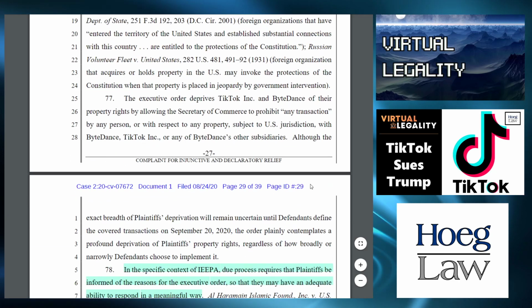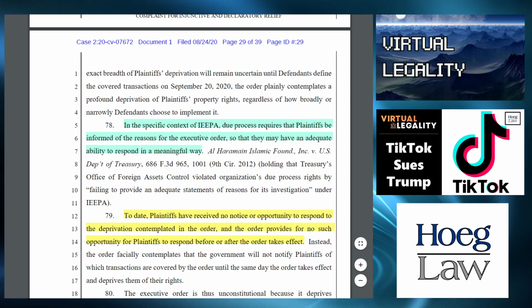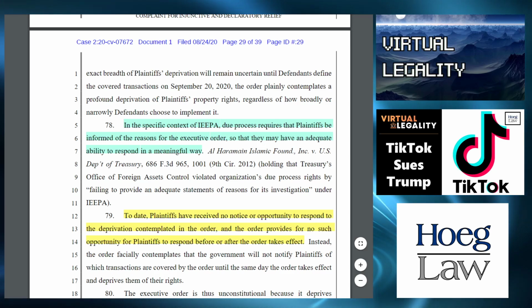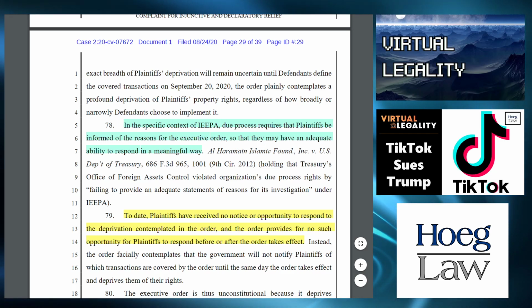The question is, what does due process consist of? In the specific context of IEEPA, due process requires that plaintiffs be informed of the reasons for the executive order so that they may have an adequate ability to respond in a meaningful way. The executive order puts the findings of fact from the government right at the top. In addition, as declared by TikTok in this lawsuit, they have been in constant contact with CFIUS, which is another arm of the executive branch. And so it's very difficult to see how they weren't afforded notice and opportunity and knowledge of what was being looked at. They even give the dates for when the review of their particular company started.